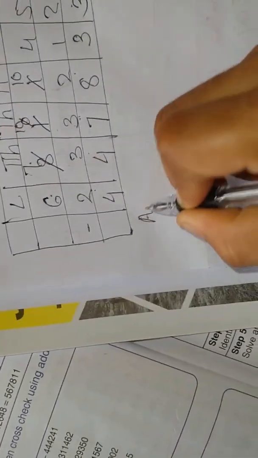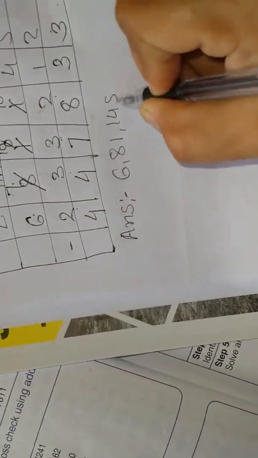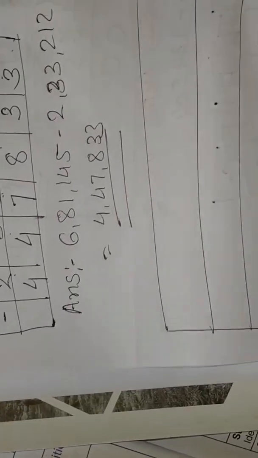So our answer is, during the subtraction, 6,81,145 minus 2,33,212 is equal to 4,47,833. Now we'll check whether this answer is correct or not. So how will we check this? We have to draw the place value table. By addition we'll get the correct answer. So first of all we have to draw the place value table.